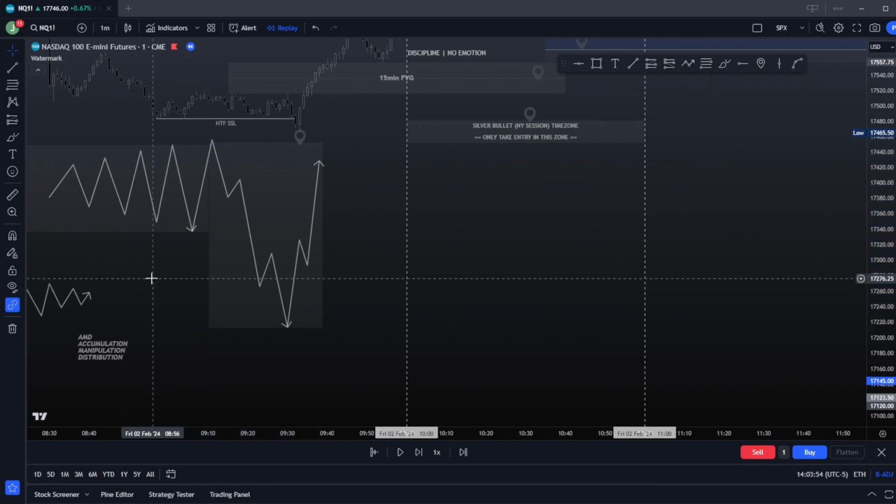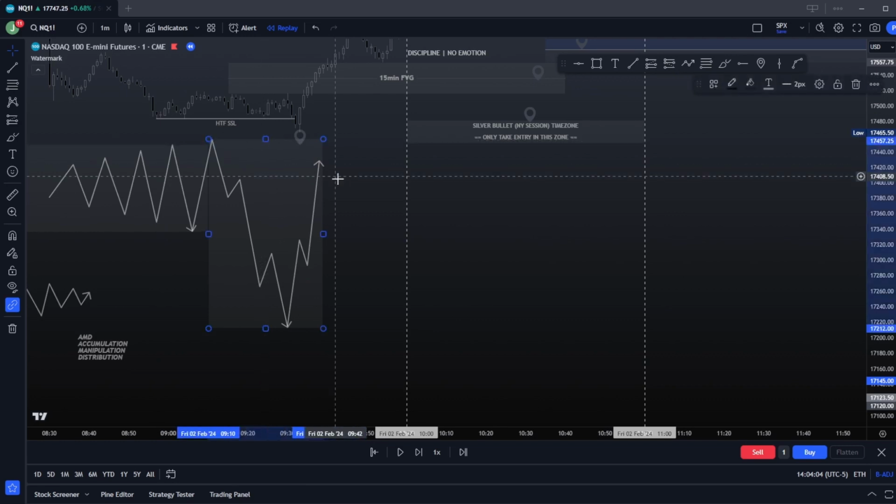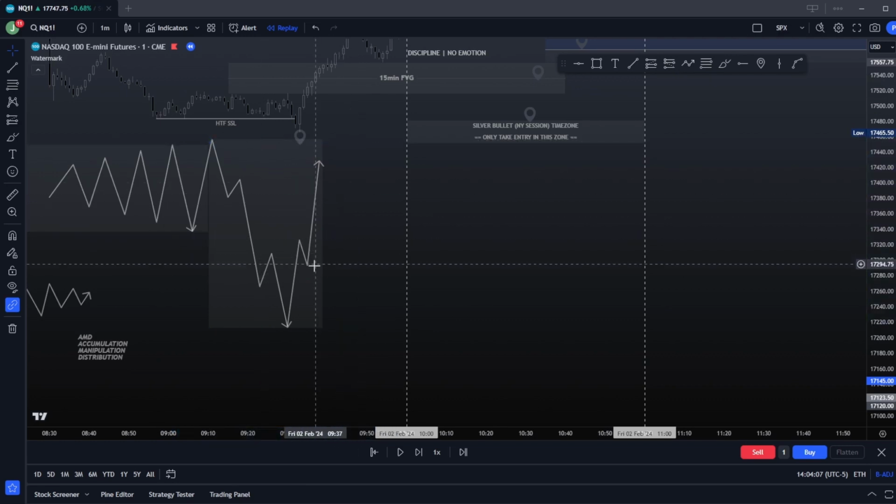But this is something that also has a name. You might have heard it thrown around, but nobody ever really actually explains it. It's called the power of three. There are models that people have built off of it. Some might know the Judas swing that plays on the distribution stage after this.